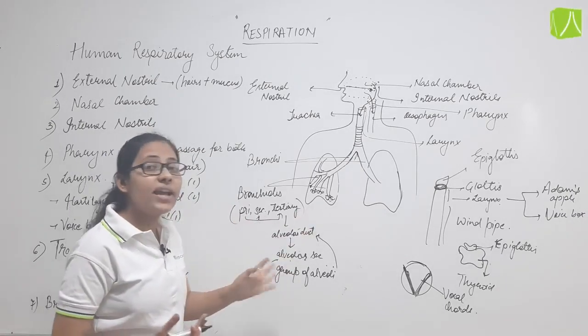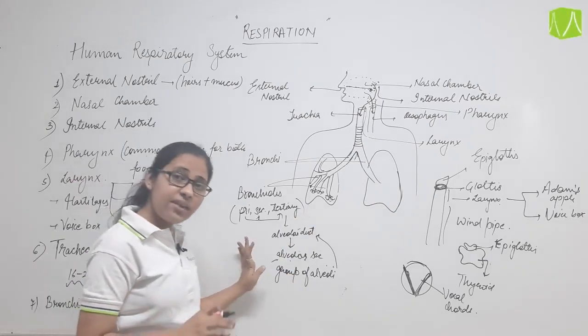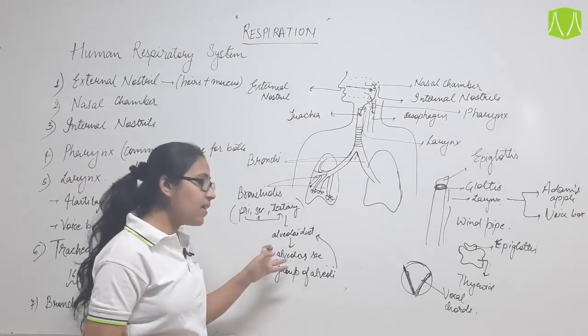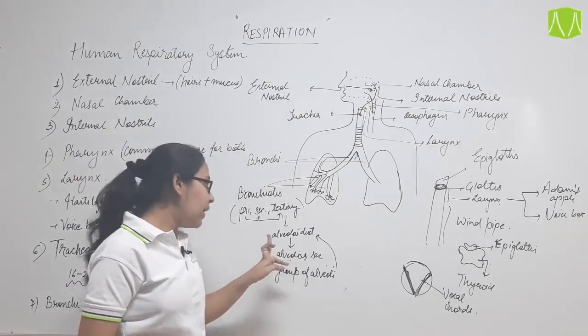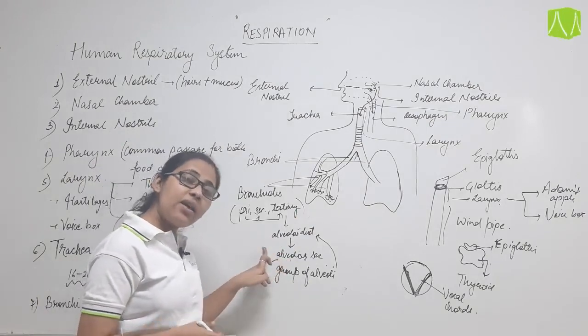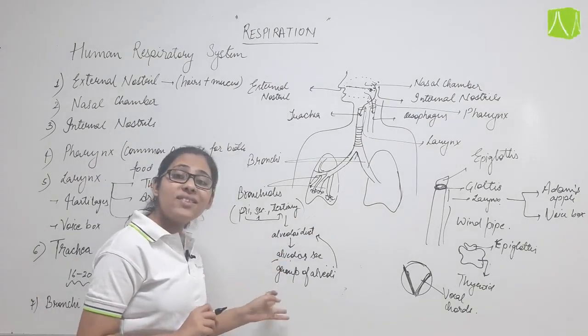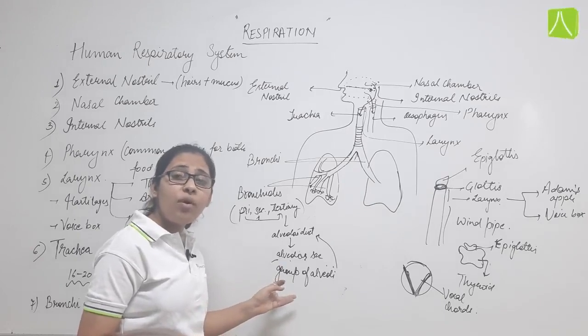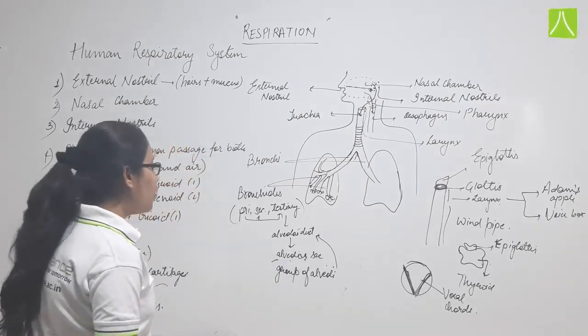The branching is like the branching present in a tree, it is like this, and it has an alveolar duct at its end, and at the end of the alveolar duct, alveolar sacs are present, which are made up of a group of alveoli. Now, what is alveoli basically?